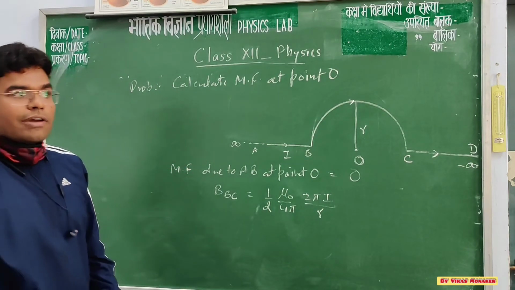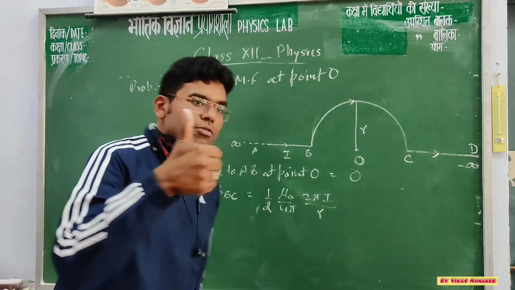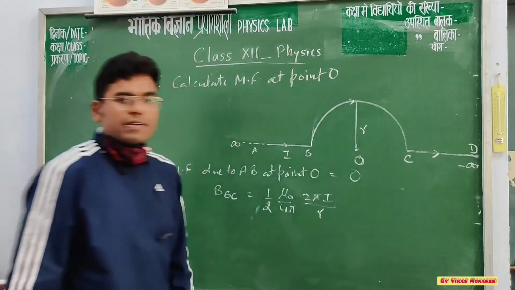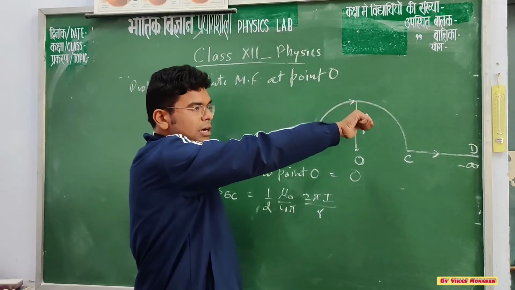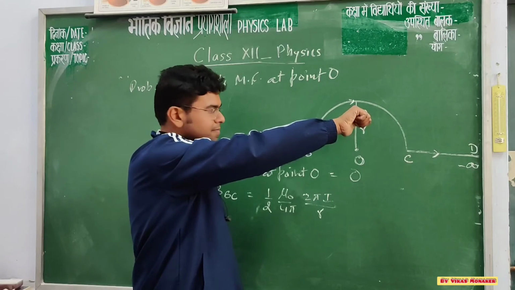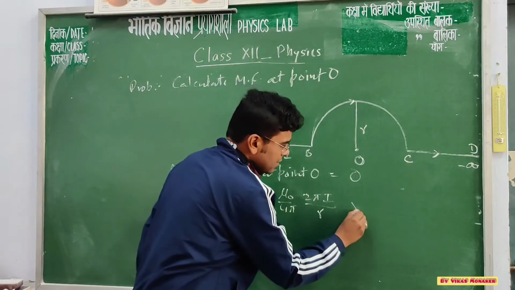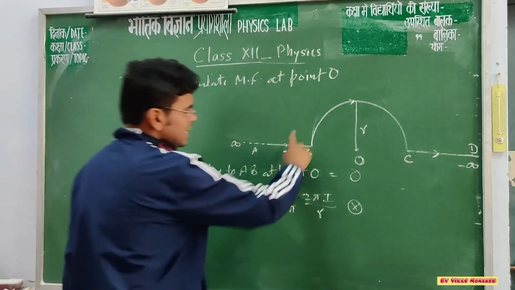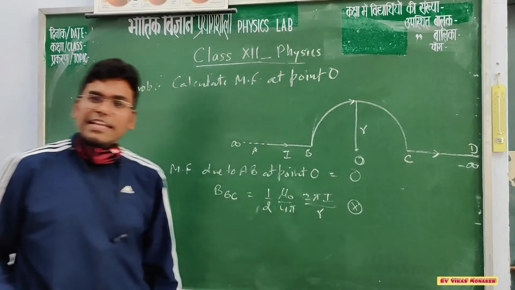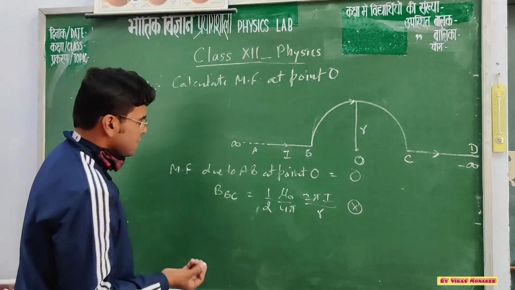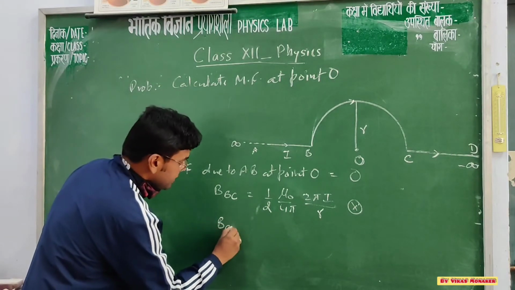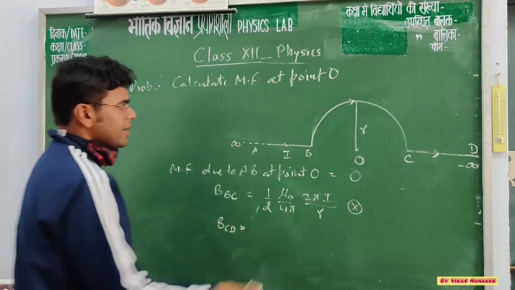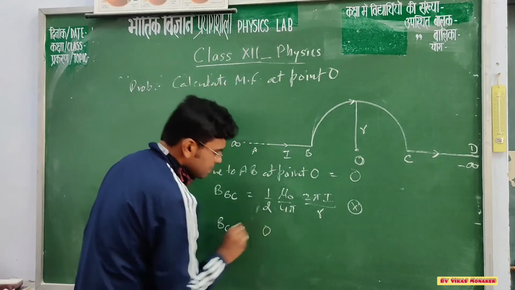But I told you that you have to use the right hand thumb rule to find the direction. You can see the current is moving in the clockwise direction. So use it like this, then my thumb is pointing in the inward direction, so I must write cross. For BC it is coming cross, that means it is in the inward direction. Very similarly, for the wire ranging from C to infinity, or C to D, the point is lying on the axis, so the magnetic field will be 0.